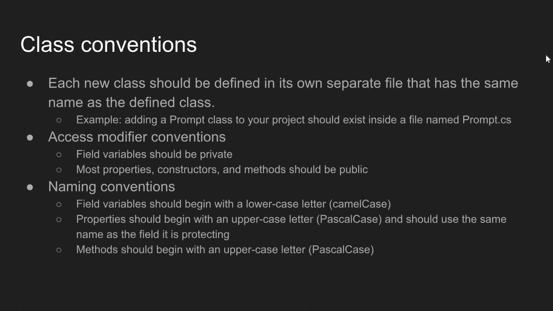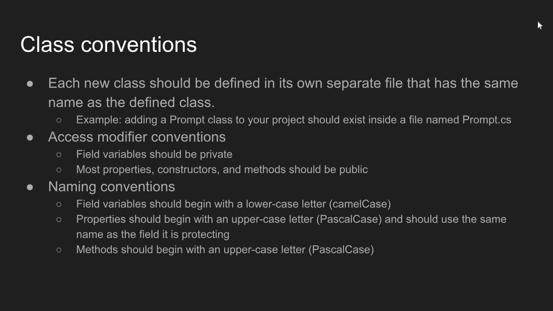Here are some class conventions that we want to think about when we are building new classes. Each time we build a new class, the new class should be defined in its own separate file, and the file should have the same name as the class. So for example, when we've been building our console applications, we start off with a Program class, and that Program class is defined inside a file named Program.cs.